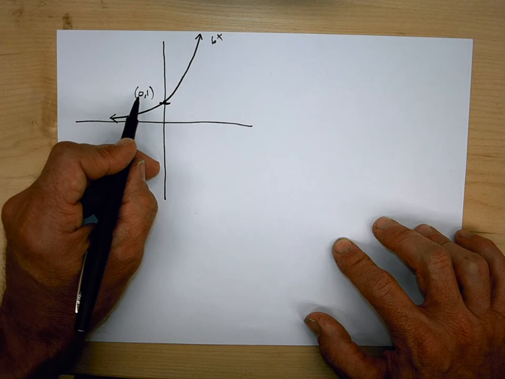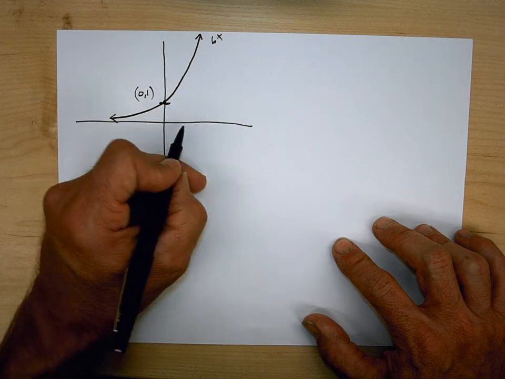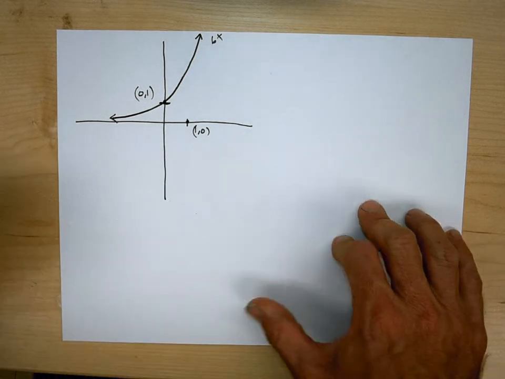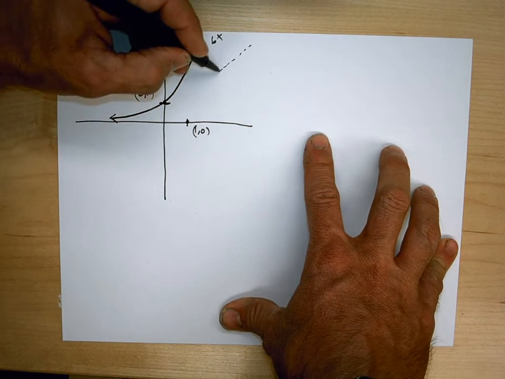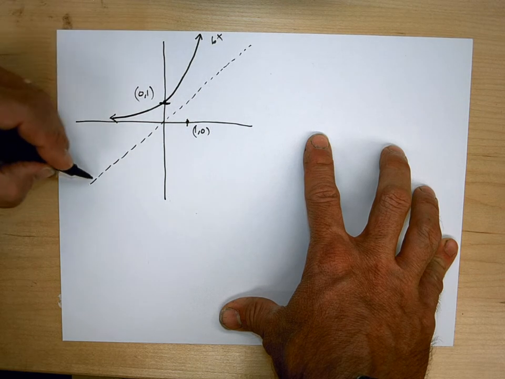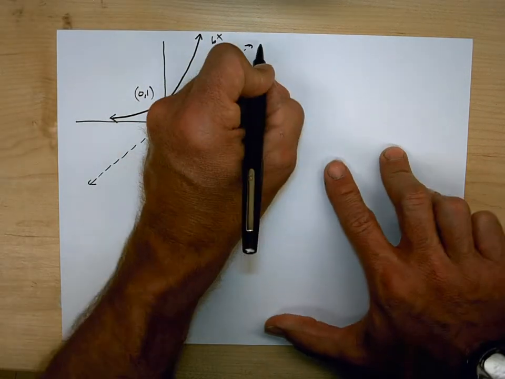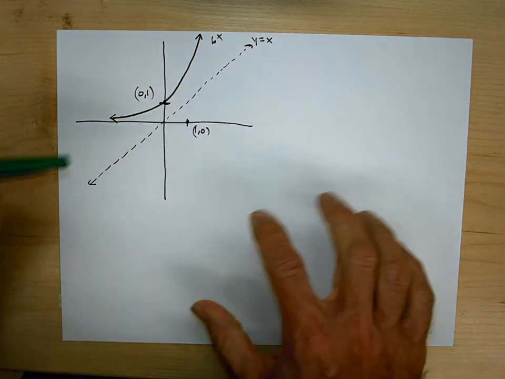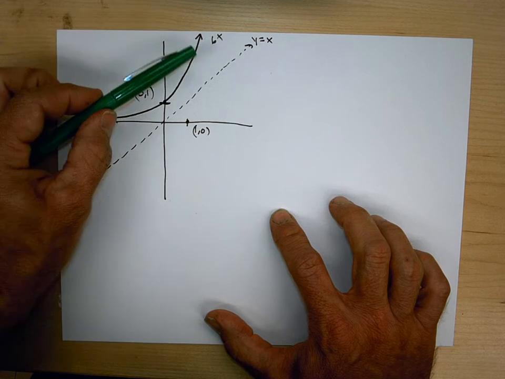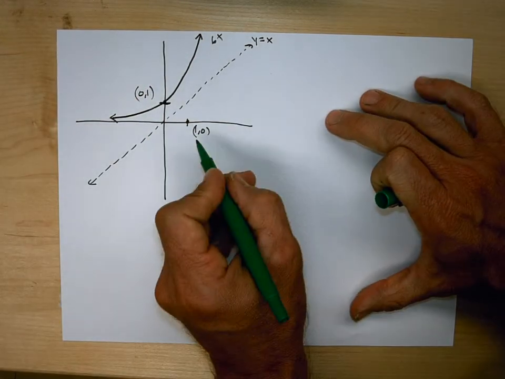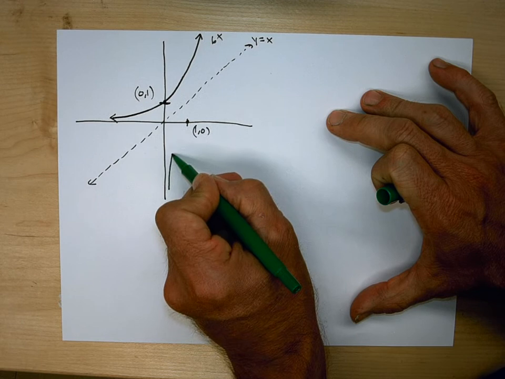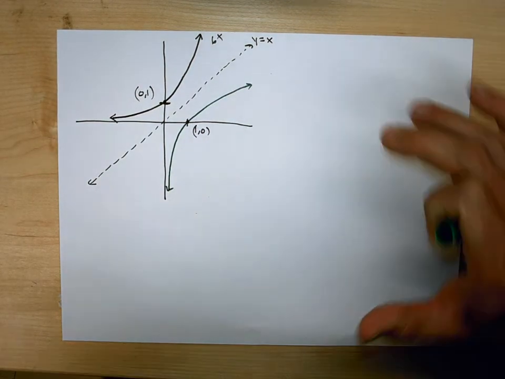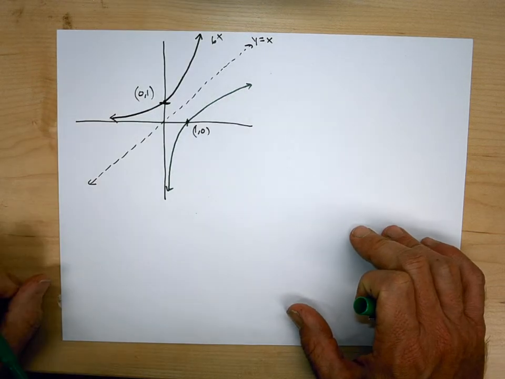We know that the y-intercept is 0, 1. So that means that for the logarithm function, the point 1, 0 has to be on that function. Let me also put in our line y equals x here, because we know that we're going to reflect. To get the inverse graphically, we're going to reflect this across that line. So it's going to look like this, sort of. There's just a reflection across the line y equals x.